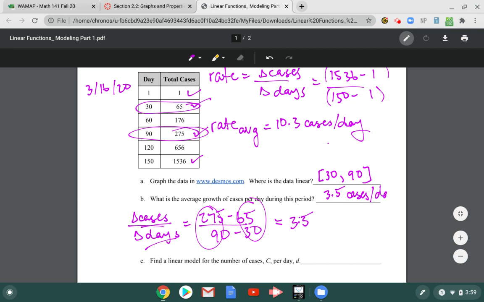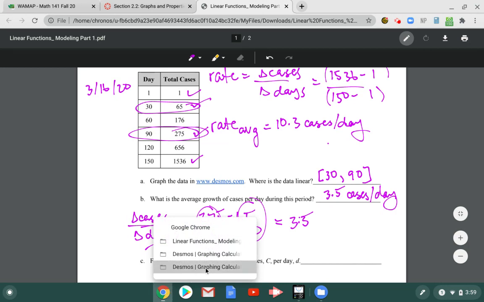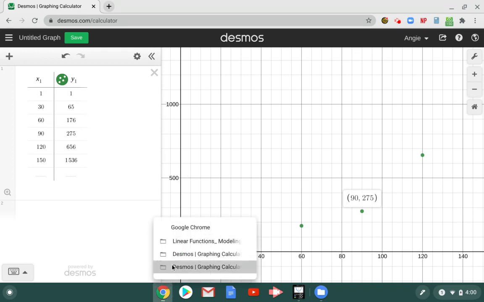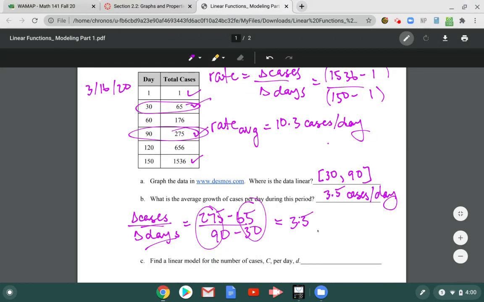Cases per day. So during that time period, let me grab Desmos again. Is it this one? Yep, there it is. So during the time period between days 30, that would be about April 16th, and 90, we're increasing at a pretty steady rate of 3.5 cases per day. Okay, back to the worksheet.